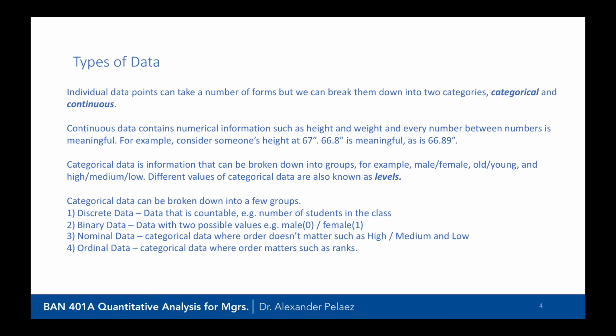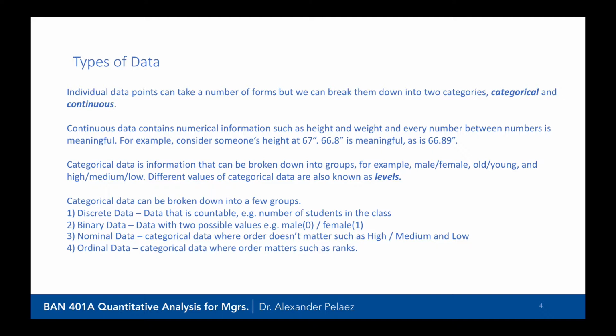Now, our data can actually take a number of forms. We're going to have two different categories of data. They can be categorical and it can be continuous. Continuous data refers to numerical information, such as, let's say, a height or a weight, such that all the numbers between any two numbers actually have meaning. So, for example, if we have a height of 67 inches and another person 68 inches, the actual numbers of 67.5 or 67.25 or 67.333, they all actually have meaning and they are usable.